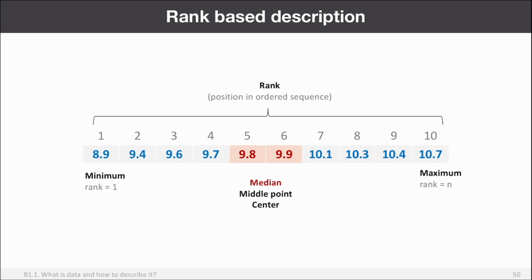Because in this case we don't have a particular value for the median, we have two values in the middle, right? We can simply take a point which is equally distanced from these two. So you can see that the distance between point number 5 and 6 is 0.1 gram. So you take half of it, which is 0.05, and then you simply add 0.05 to the fifth value, or subtract it from the sixth value. So that's the point in between, right? 9.85, and that's the median.